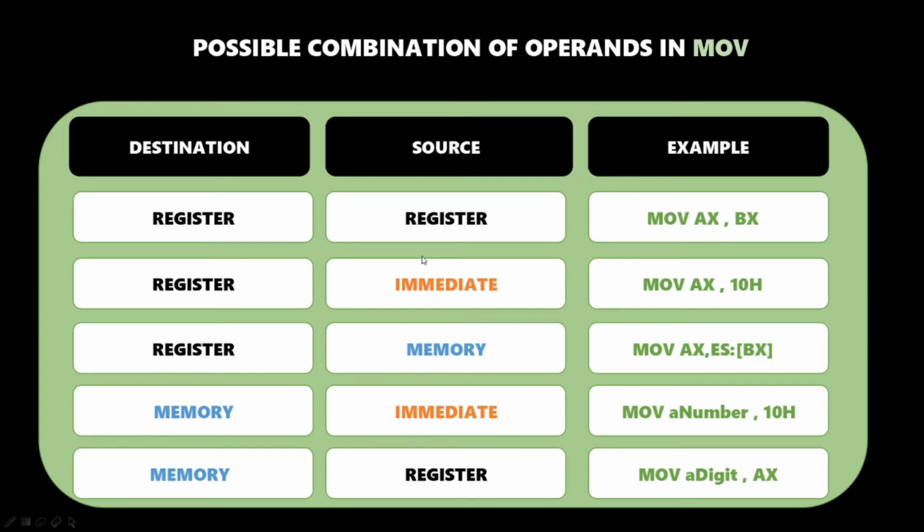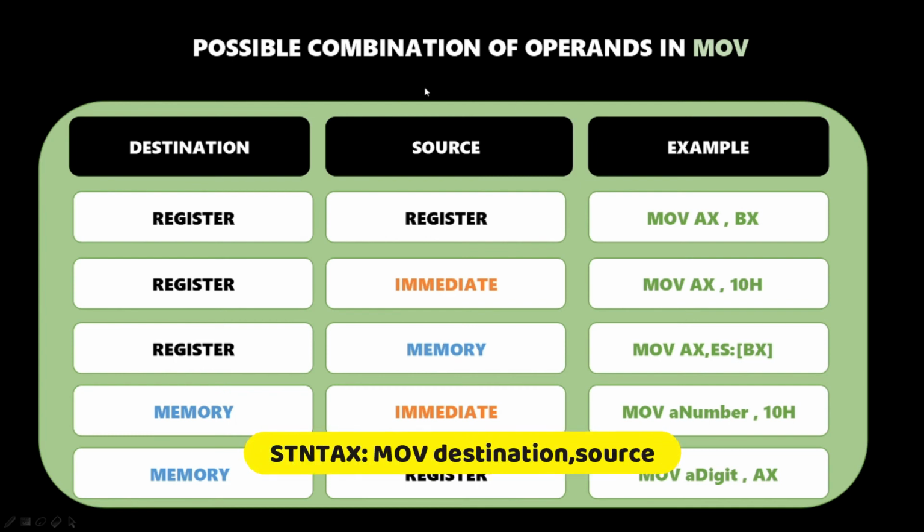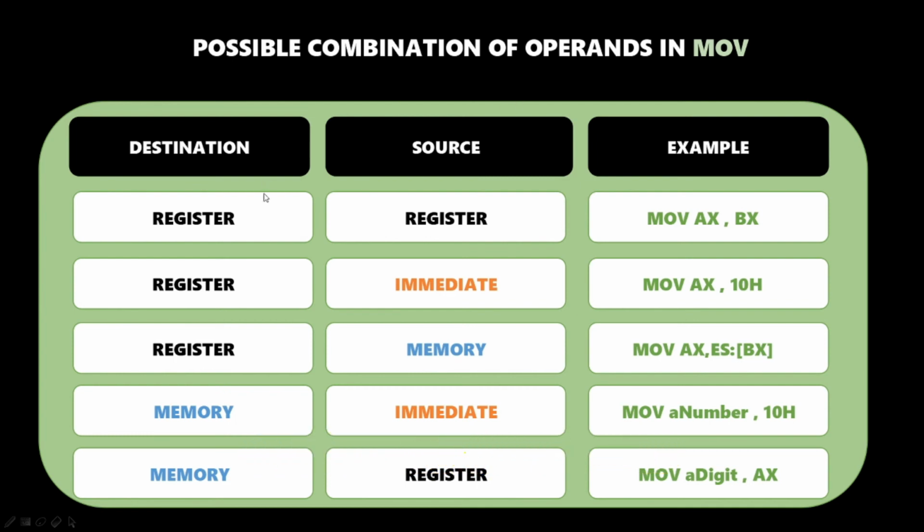Now, what are the possible combinations of operands that our MOV instruction can hold? So we saw MOV has the destination and the source. The syntax is MOV destination, comma source. For the destination, we can have a register, and correspondingly for the source, we can have another register. For example, MOV AX, comma BX. So AX is a register, we know, and BX is also a register.